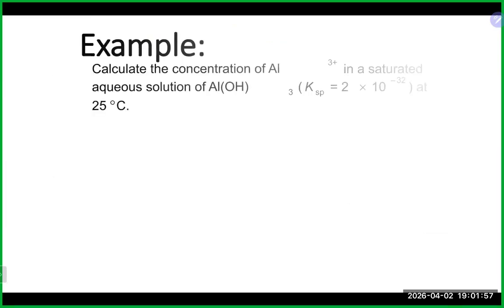All right, let's take a look at another one here. For this one, we want to calculate the aluminum 3+ concentration in a saturated solution of aluminum hydroxide. The Ksp is 2 times 10 to the minus 32. So once you give it a go there, calculate what is the aluminum concentration here in this solution.